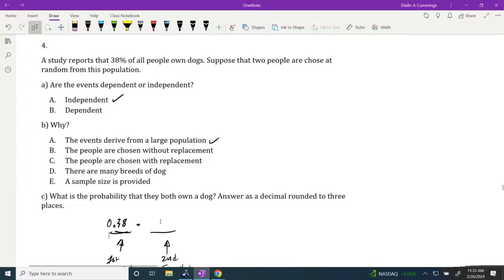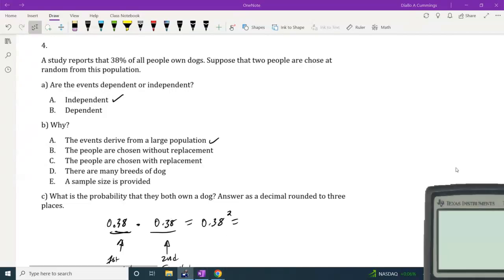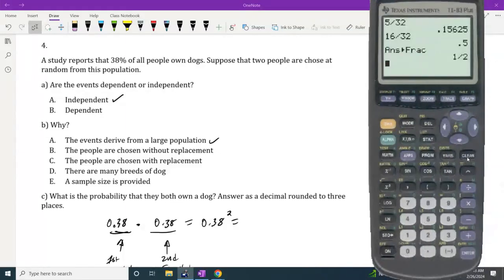The probability that the second person has a dog would also be what? That same 38%, right? So this would be 0.38 squared, which, rounded to 3 decimal places, is 0.144. That's about a 14% probability that 2 sample people own dogs.